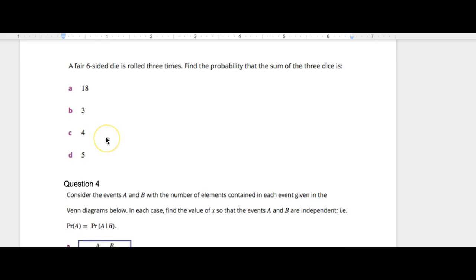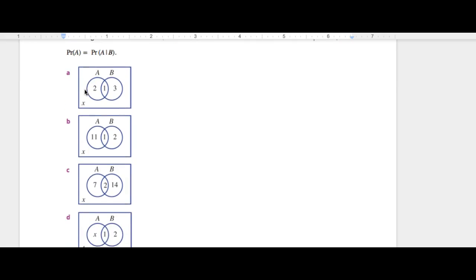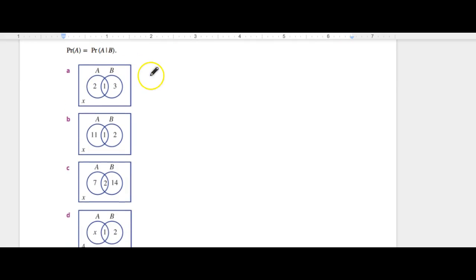All right, let's move on to question 4. Question 4 is actually quite difficult because it's told us that two events are independent. In each case, find the value of x so that A and B are independent, and they've got the independence formula here. So we need to use that to work out the value of x.